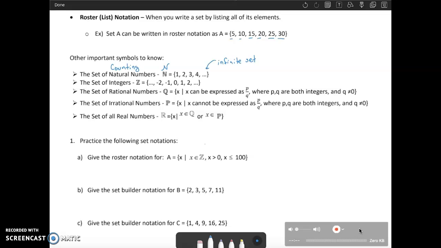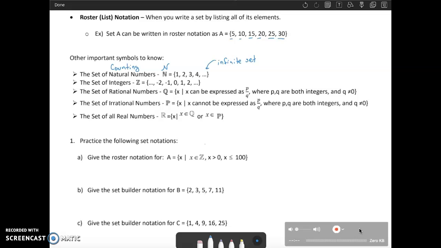The set of integers is usually defined by the capital or double-barred Z. These are not only your natural numbers, so you can see 1, 2, and so on is in there, but it also includes 0 and all of the negatives of these. So this is where we introduce negative numbers. Those are integers.